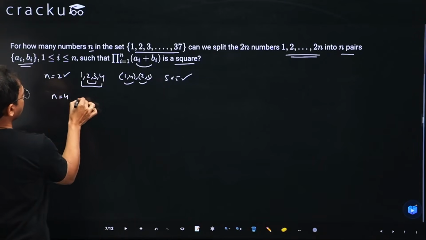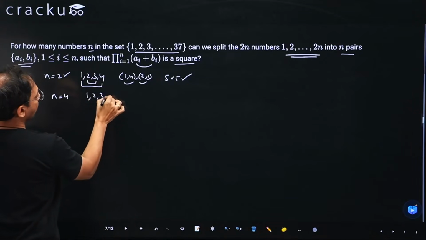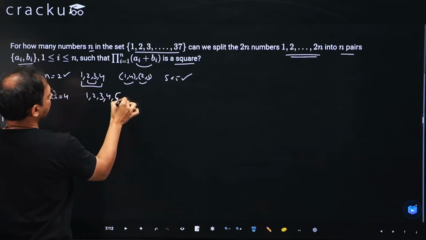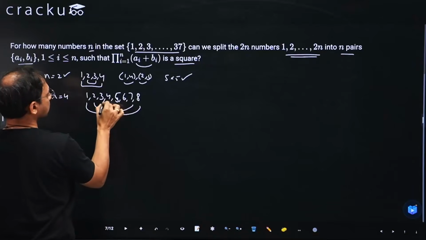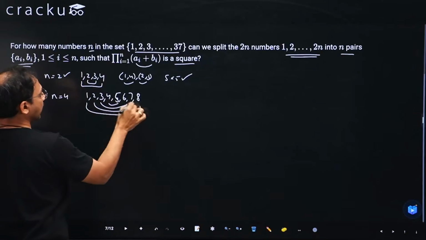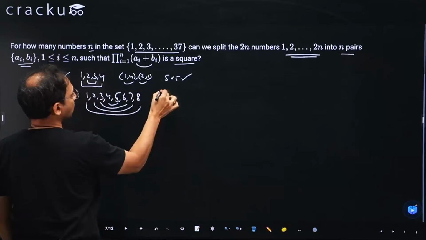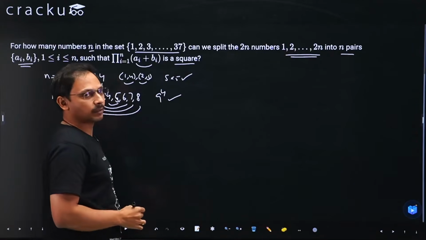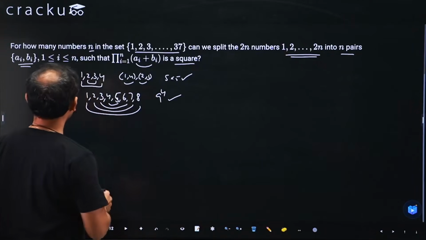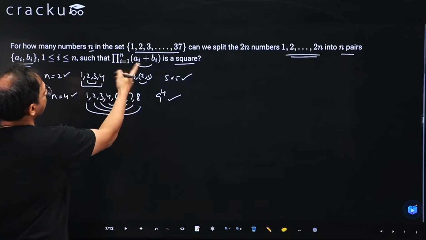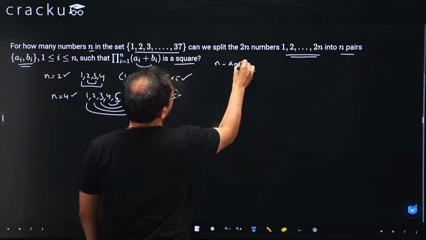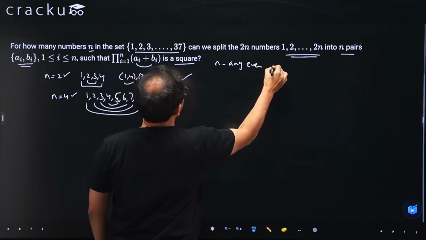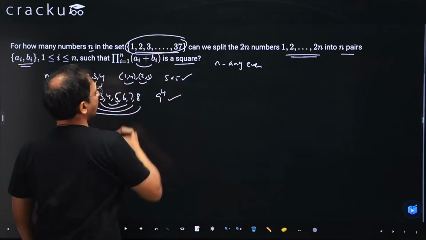If I take n is equal to 4, I will get 8 numbers. I'll pair like this symmetrically. This is 9, 9, 9, 9. So the total product is 9 power 4. Again a perfect square. So whenever we have an even number, we can do what he's asking us to do. So n can be any even number in 1 to 37.